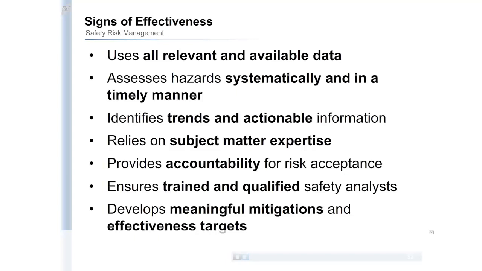Signs of effective safety risk management. Uses all relevant and available data. Assesses hazards systematically and in a timely manner. Identifies trends and actionable information. Relies on subject matter expertise. Provides accountability for risk acceptance. Ensures trained and qualified safety analysts. Develops meaningful mitigations and effectiveness targets.